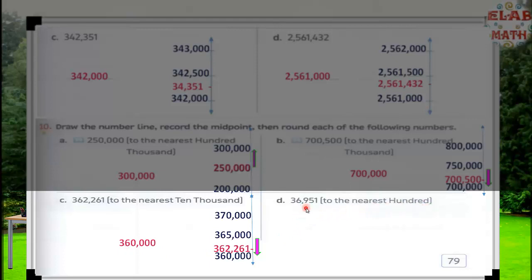Where is the hundreds place? 9. That means you should write 36 without a change. Write down here 36,900, and up you should add 1 to this place. If you add 1 to 9, it will be 10, write 0 and add 1 here over 6 to be 7, 37,000. The midpoint here is 36,950, and your number, 51, is more than 50. That means you should round up to be 37,000.